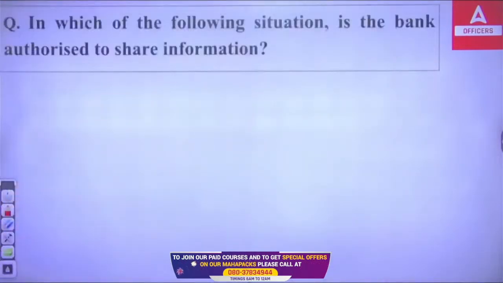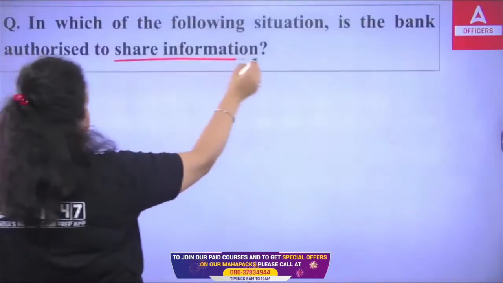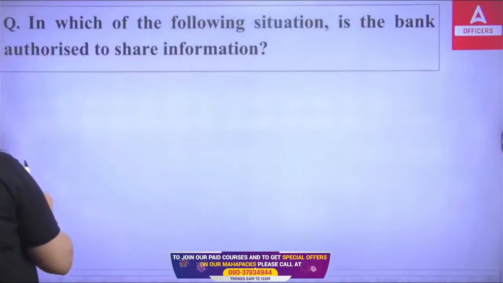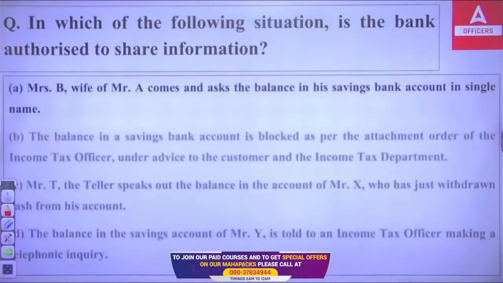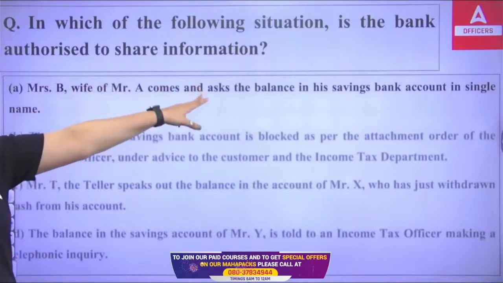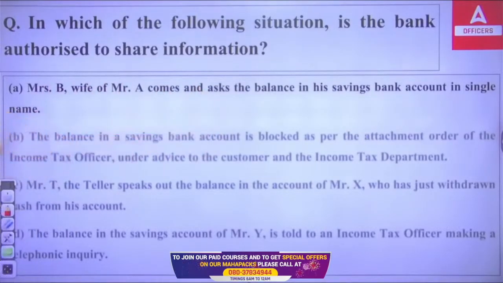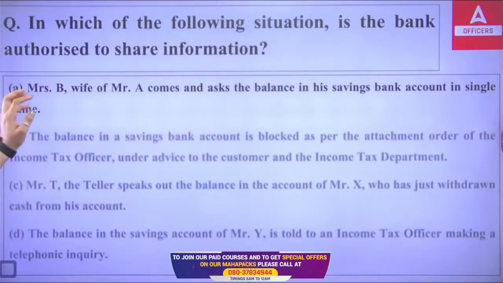Now, in which of the following situations is the bank authorized to share information? In which situation is the bank authorized to share the information? First, Mrs. B, wife of Mr. A, comes and asks the balance in his savings account in a single name. So the account is in the name of Mr.